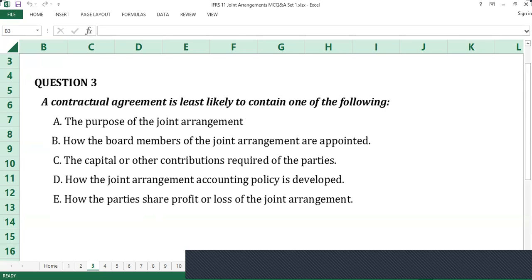Ten seconds gone. 20 seconds gone. Time up. The answer to question number 3 is D, how the joint arrangement accounting policy is developed. How accounting policy is developed is a matter that is of the least likelihood to be the subject matter of a joint arrangement. D is the answer to question number 3.